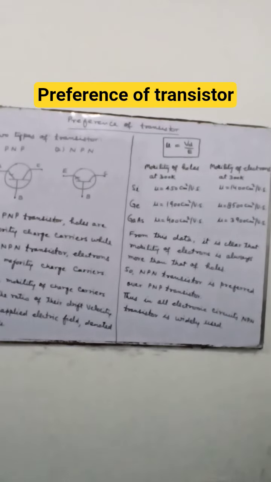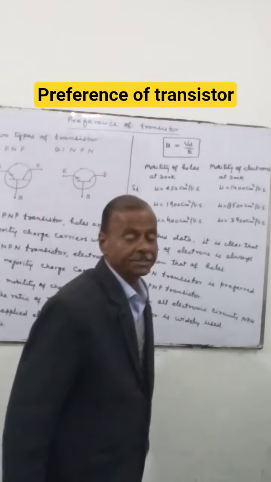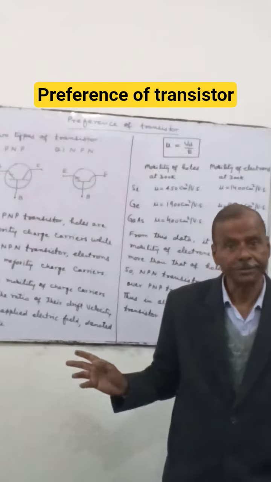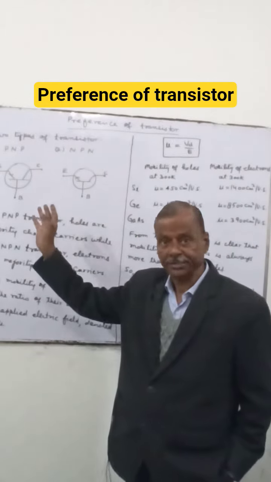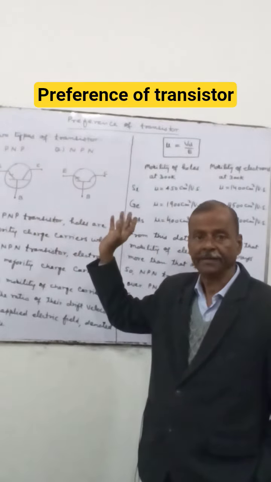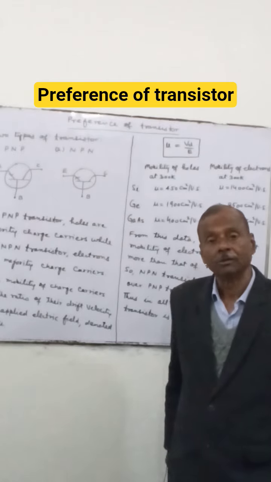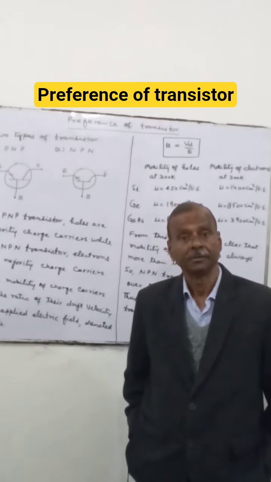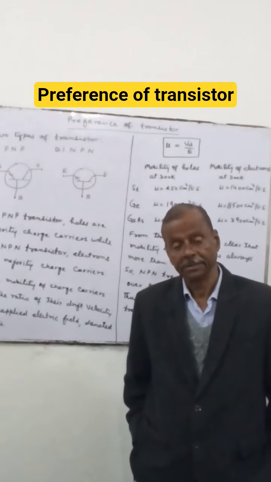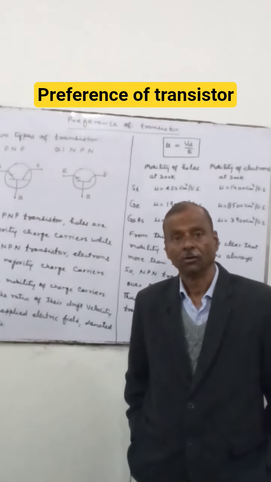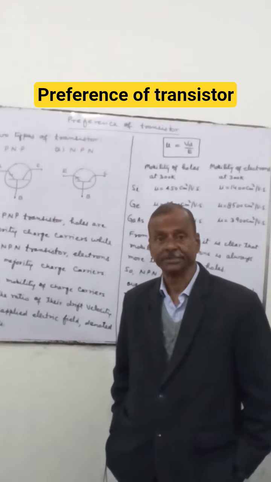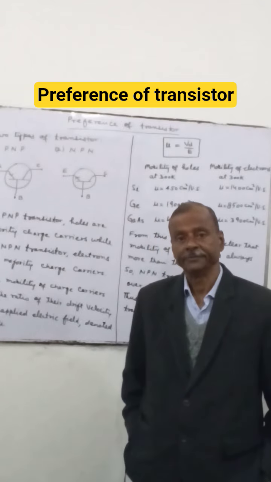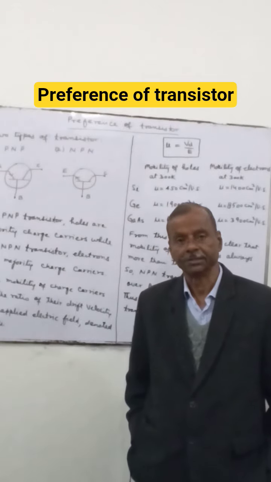Preference of transistor. Transistors are of two types, as we know: one is PNP and the second is NPN transistor. Now the question arises: which one of them is better in comparison to the other, or which one of them is the best that can be used widely in electronic circuits?